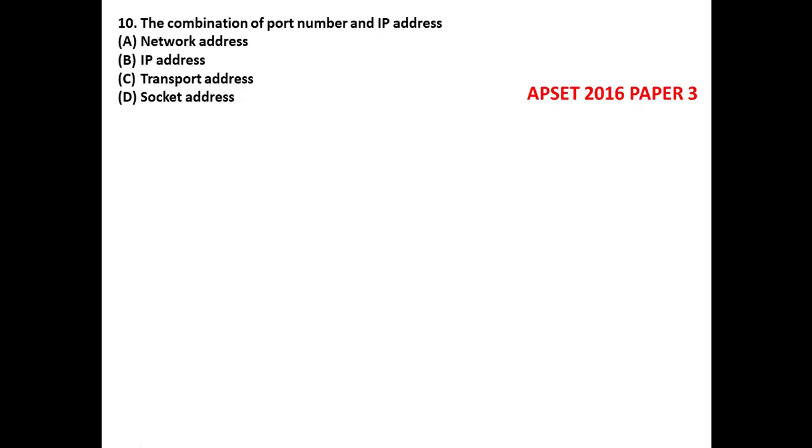See the next question, question number 9. Which of the following signals have only a limited number of values? Right, analog can have many values, but digital has only two values, that is 0s and 1s. So answer B is the right answer. And see the next question, question number 10. The combination of port number and IP address is a socket address. So option D is the right answer.